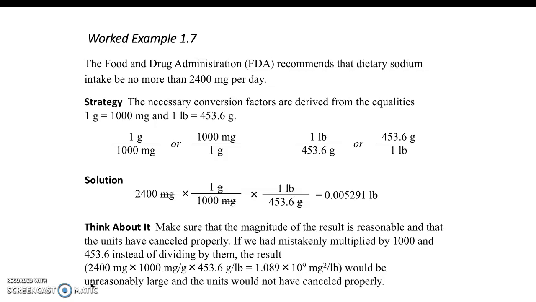Looking at this, I left that answer with 4 significant figures, which says I'm assuming that 2,400 milligrams per day was 4 significant figures, and it's actually ambiguous because there's no decimal point. It should have been 2400 point to know it's 4 significant figures, or it should have been 2.400 times 10 to the third. But anyway, that is how you use dimensional analysis. And we are done with chapter 1.